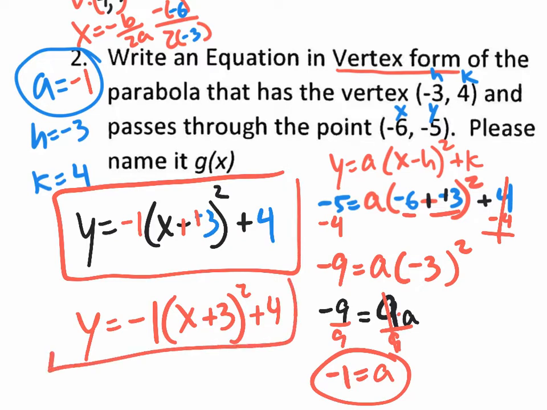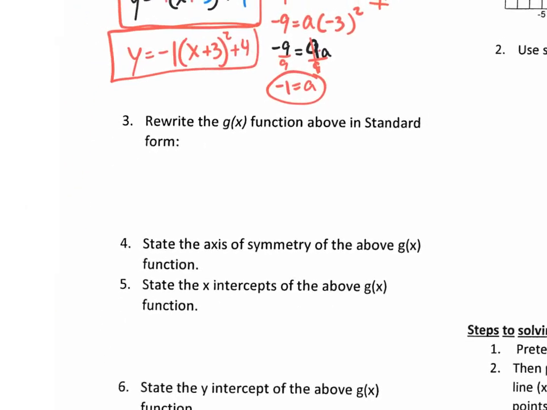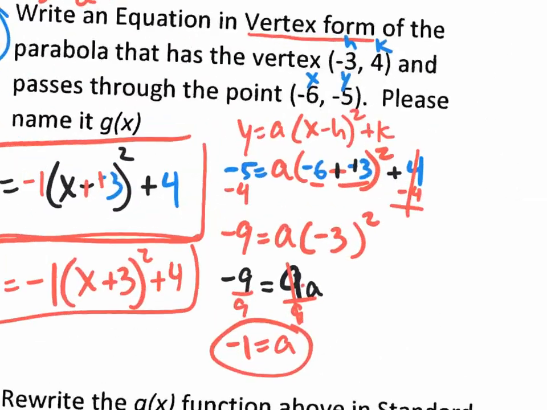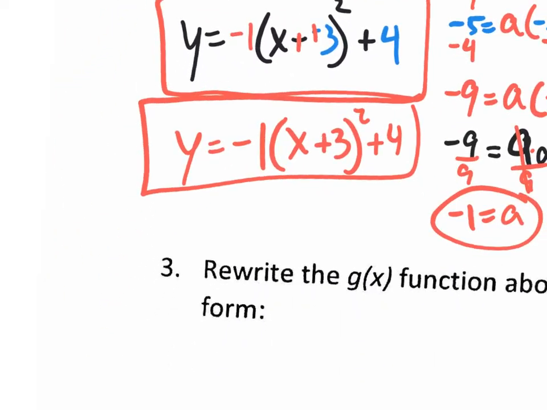So anyways, this is a nice answer right there. You're going to have one of these on tomorrow's quiz. It's worth 2 points because it takes so long. Oh yeah, by the way, it says right here, please name it g of x. So final touch is change that y to a g of x. That's just the name. Wait, don't name it g of x. Name it g of x. Now I just told you name it g of x, so on the next instruction it'll make sense.